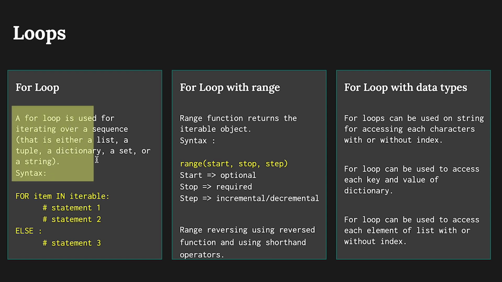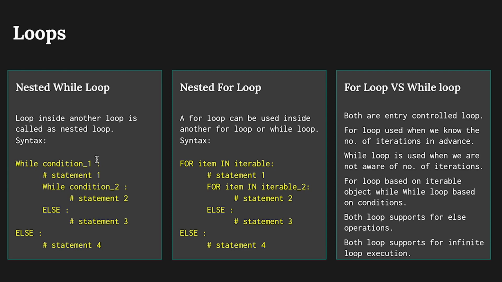A for loop is used for iterating over a sequence that is either a list, tuple, dictionary, set or string. Okay, this is a high level definition. So let's understand some differences between the while loop and for loop. Both are entry controlled loops. Entry controlled loop means at the start we will check the condition. If the condition is true, then we execute the operation.